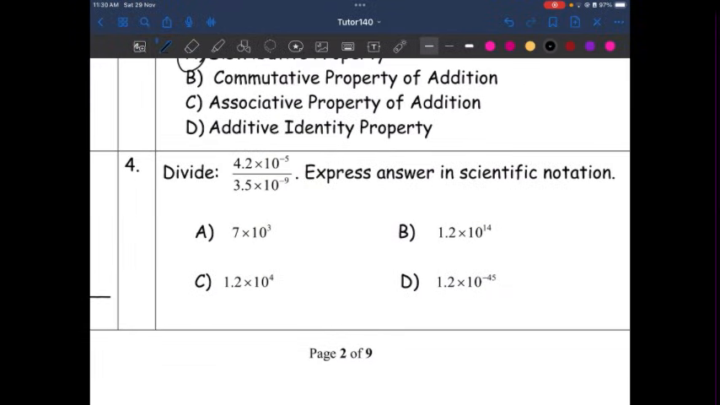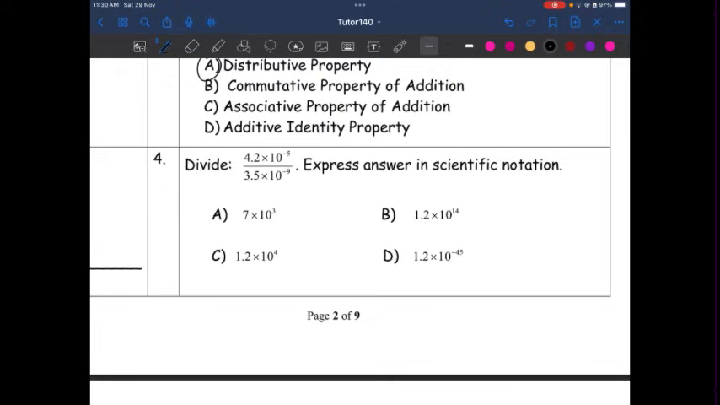Divide 4.2 times 10 to the power negative 5 by 3.5 times 10 to the power negative 9 and express the answer in scientific notation. So get your handy dandy calculator and you're going to divide 4.2 by 3.5. That'll give you 1.2.